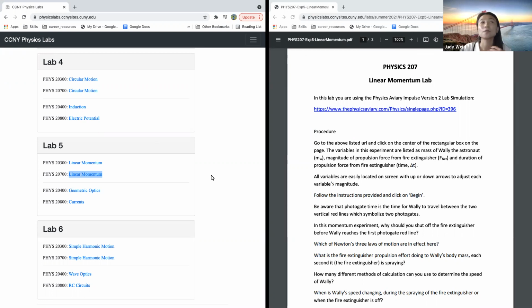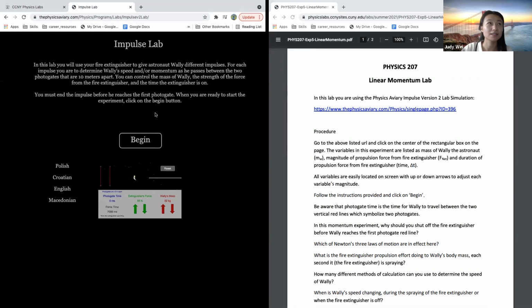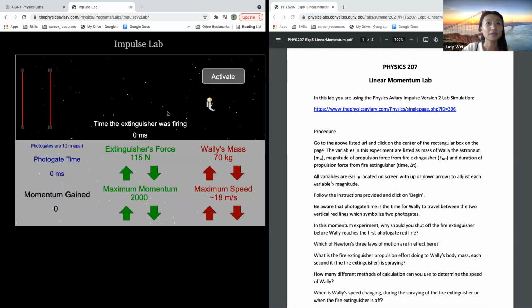Okay. So what we're gonna do today is a linear momentum lab. Basically, if we click this link, we will have the simulation and begin. There's the astronaut holding a fire extinguisher. When we click activate, the fire extinguisher will propel the air in outer space.